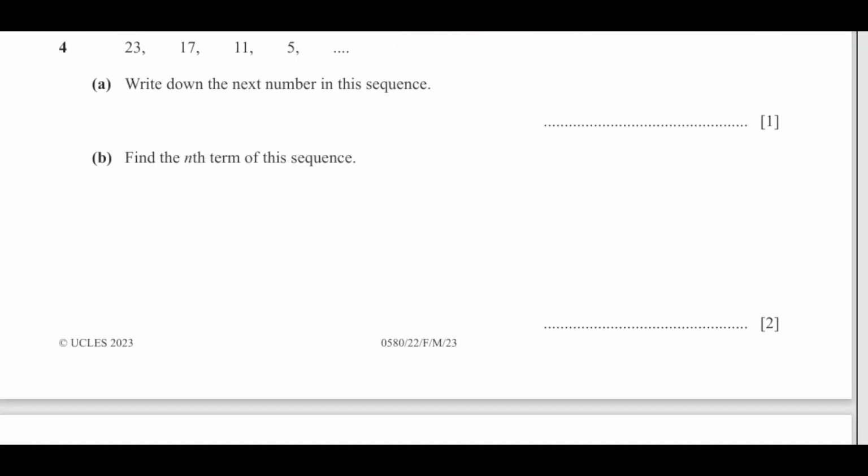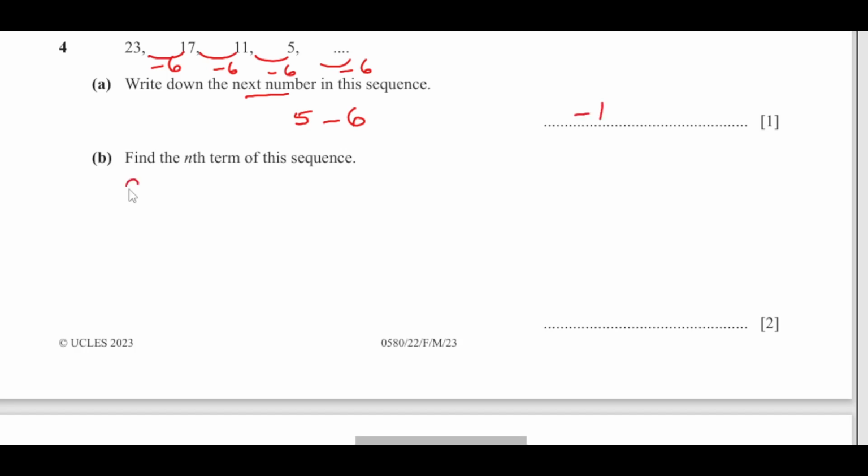Number 4, we have these numbers here, 23, 17, 11 and 5. Write down the next term in the sequence. So first of all, we need to see the pattern. As you can see, the numbers are decreasing. So it is decreasing by 6. So -6, -6, -6. For the next term, we are going to subtract 6 from there. 5 minus 6, that will be -1.